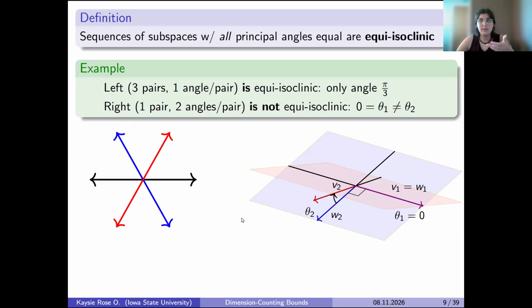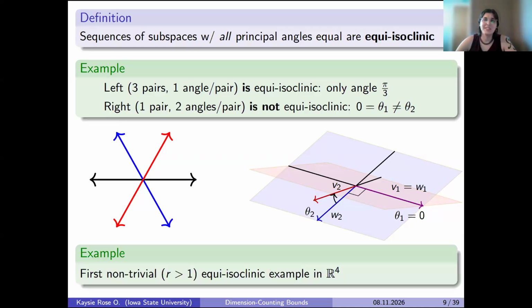So if I have n r-dimensional subspaces, I'm going to get in total n choose 2 times r principal angles. And to be equi-isoclinic, I need every single one of those to be equal. A slightly awkward thing is that the first real non-trivial example of equi-isoclinic subspaces happens in R4.